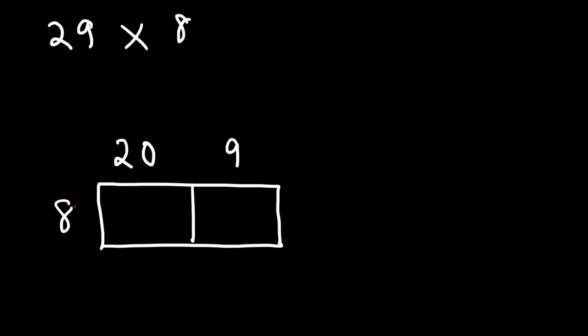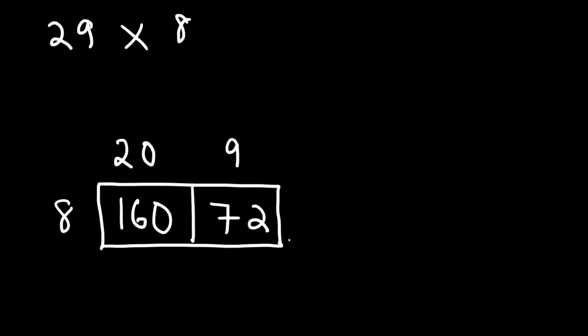And so what you need to do is multiply 8 by 20. So what is 8 times 20? Well, what is 8 times 2? 8 times 2 is 16, so 8 times 20 must be 160. You just got to add a 0. And then we need to multiply 8 by 9 to get the next number. And so 8 times 9 is 72.